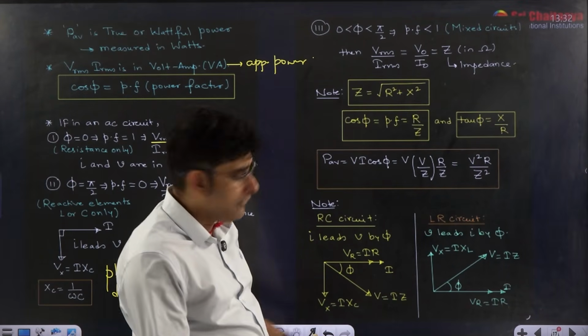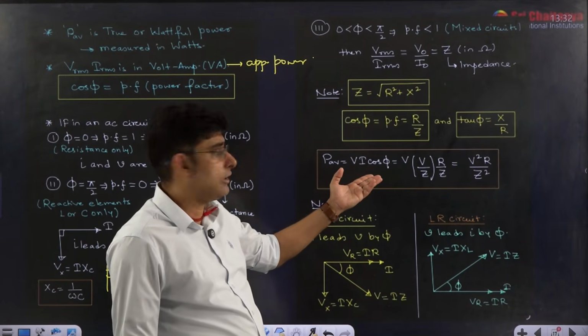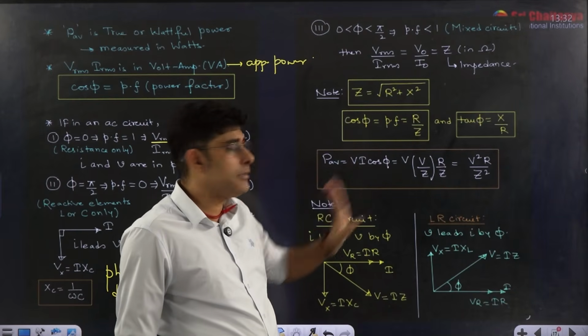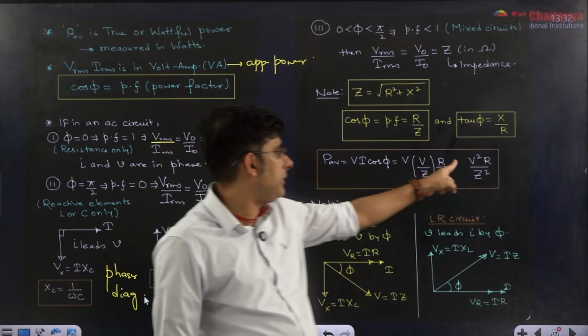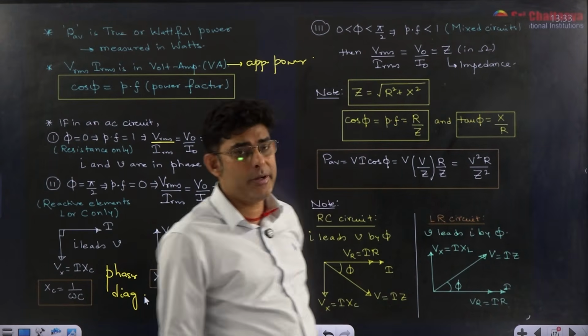Now the average power formula we know, V I cos phi. V I can be written as V squared by Z and cos phi can be written as R by Z. Sometimes this form is also asked. So average power can be written as V squared R by Z squared.